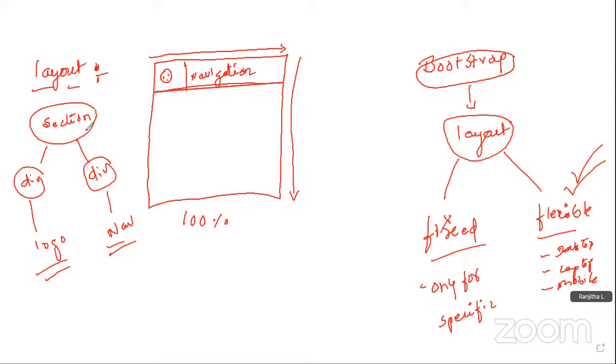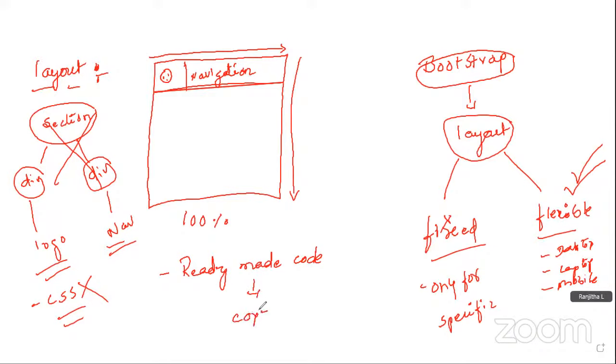Every piece of code you have to write from scratch, and once the HTML is ready, you should also use your own CSS to style that web page. But if you are using Bootstrap, you don't need to use much CSS. You also need not worry about how to write HTML from scratch. Bootstrap has ready-made code. Since Bootstrap has ready-made code, try to copy. If you're good at copy and paste, that's all.